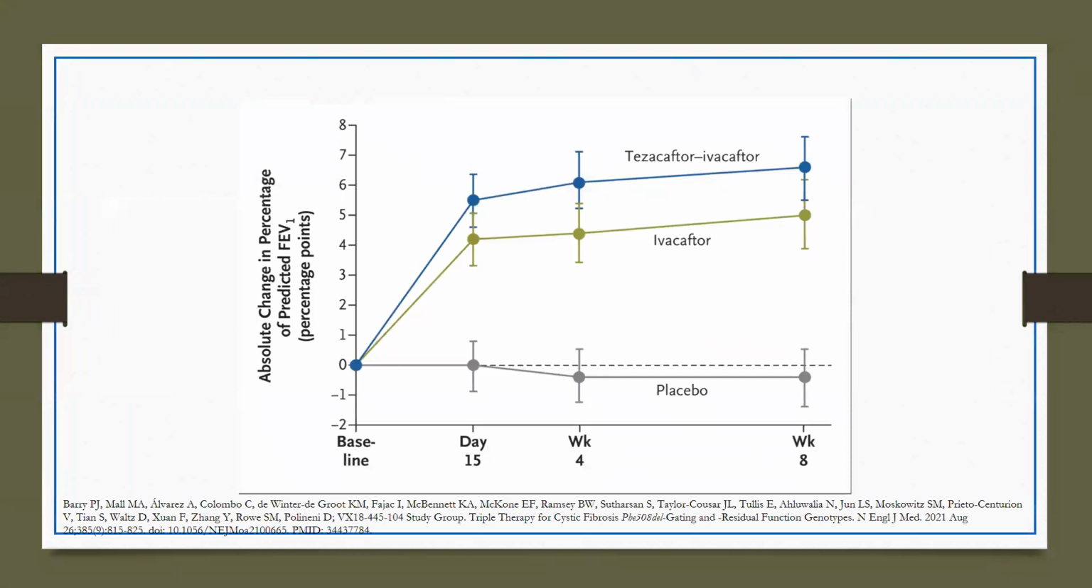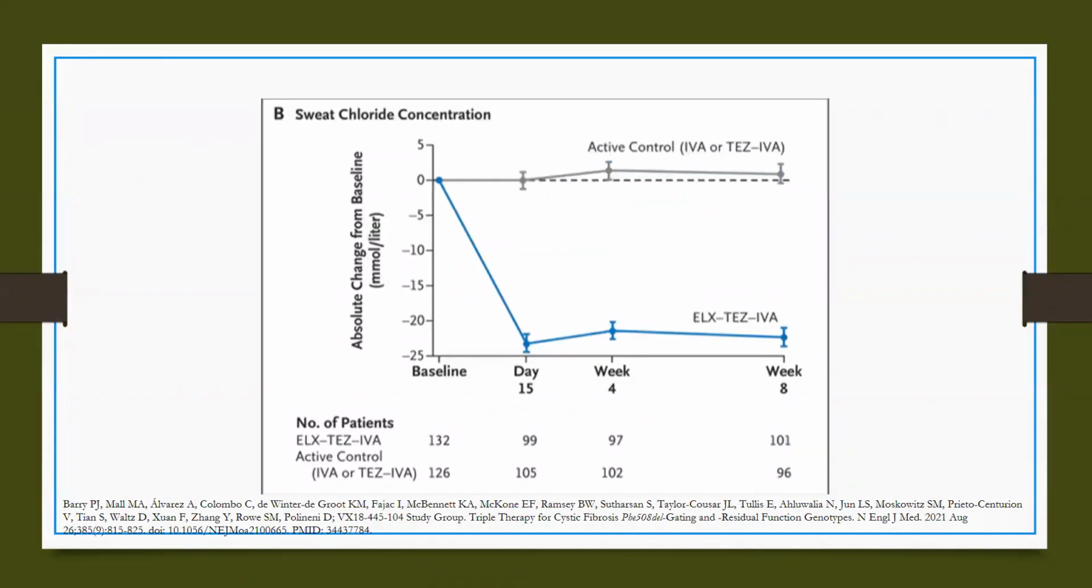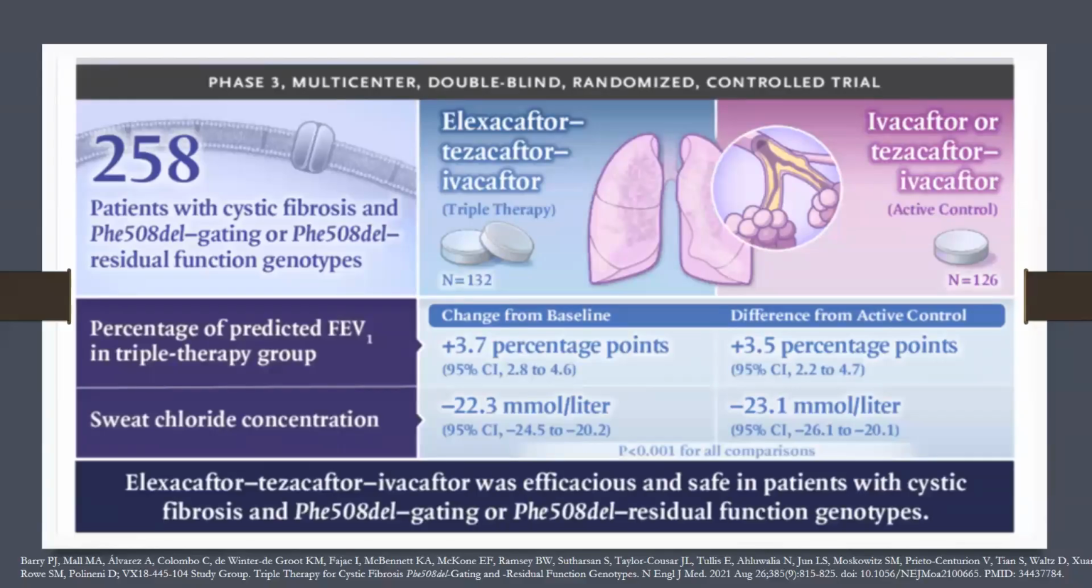So this was the initial period where these are the 2 active controls that they did. So it's ivacaftor or tezacaftor, ivacaftor for the active controls, and that was your placebo. And this was the triple therapy versus our active control with changes in FEV1. So there were significant improvements in FEV1 with triple therapy. And there was also a significant drop in their sweat chloride with triple therapy versus the active controls of being mono or dual therapy, which is interesting. Actually hadn't seen a study designed like this before, so it was a bit tough to wrap my head around initially.